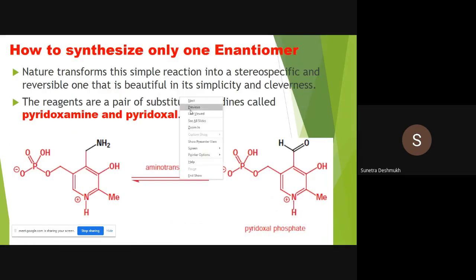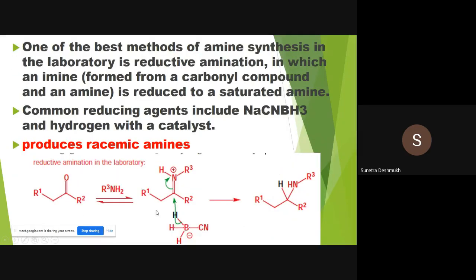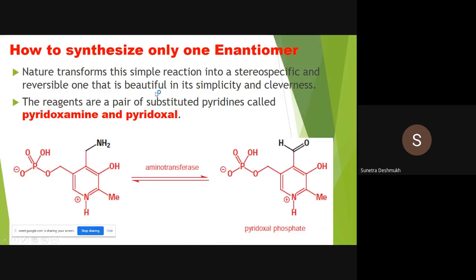In the laboratory, whenever we do this reductive amination reaction, forming a new carbon nitrogen single bond, it produces racemic amines. So you will not get the selectivity. We need to synthesize only one enantiomer. That means we need a selective reaction for this carbon nitrogen bond synthesis. So nature transforms this simple reaction into a stereospecific and reversible one that is beautiful in its simplicity and cleverness. The reagents are a pair of substituted pyridines called pyridoxamine and pyridoxal.